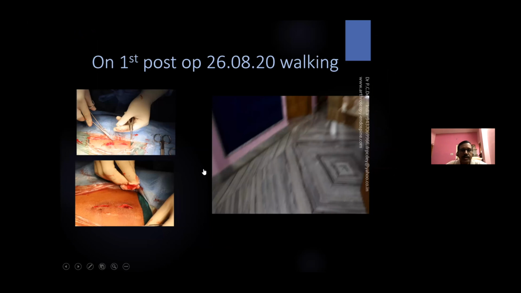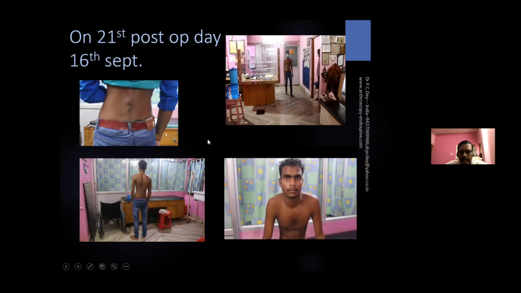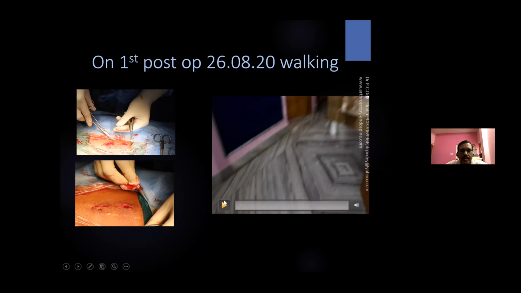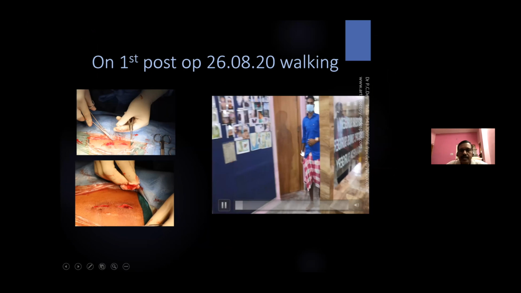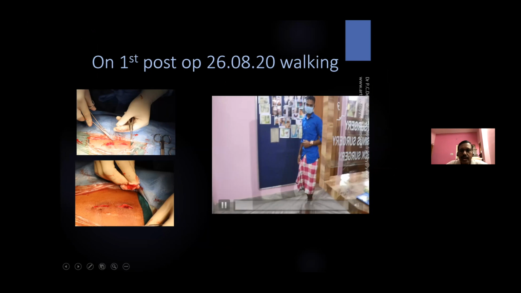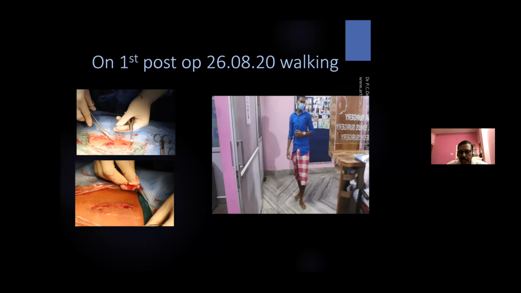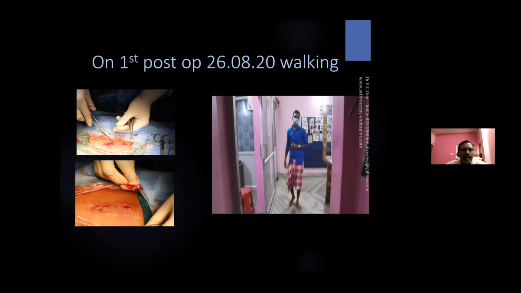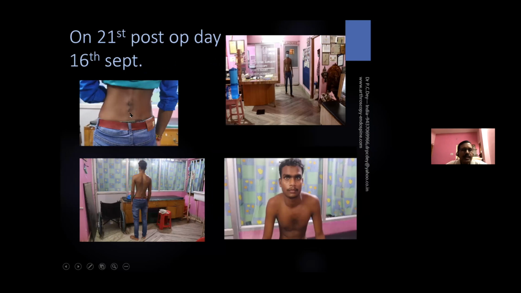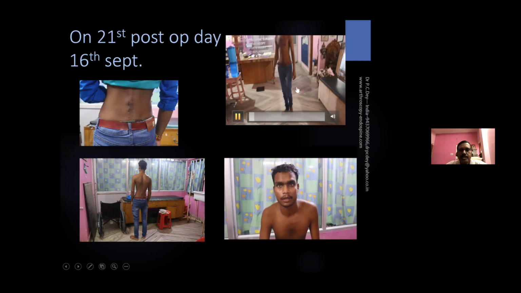So I'm not going to the video now. These are the 2 ports for the 3, 4 and 4, 5. And this is the midline, this is the old scar. I'm sorry for this. Yes, so this is the next day morning. Patient was able to walk without any neurological deficit or pain. And on the 21st post-op day, that was 3 days before, that is 16th of September 2020, this is the old scar and this is the new scar. This is also healed. The patient is able to walk comfortably, even steps walking.